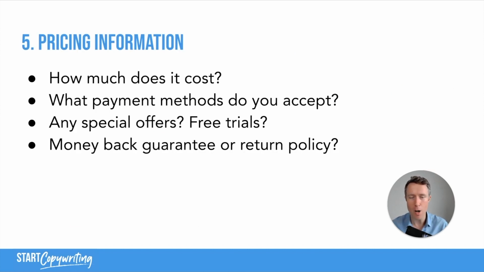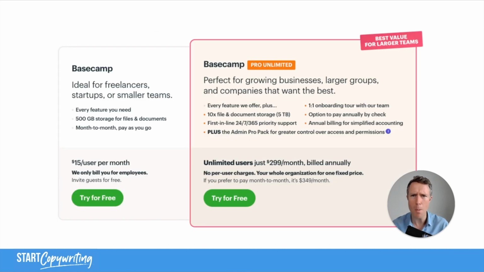Section number 5 of a product landing page is the pricing information. You've got to talk about price because people are wondering how much does it cost? They're also wondering what payment methods do you accept? Are there any special offers such as free trials or discounts? And is there a money-back guarantee or return policy? So if you can answer those questions in the pricing section of the product landing page, then you'll do well at turning your visitors into customers.